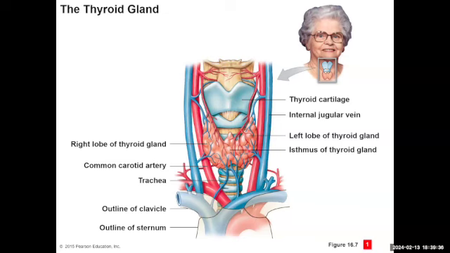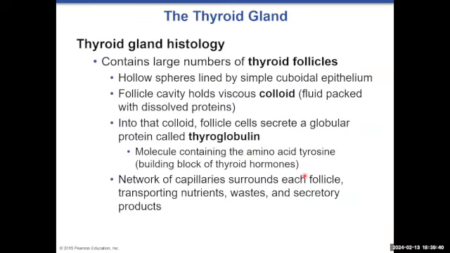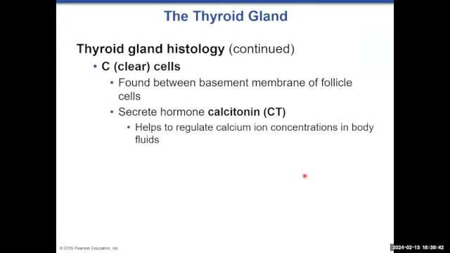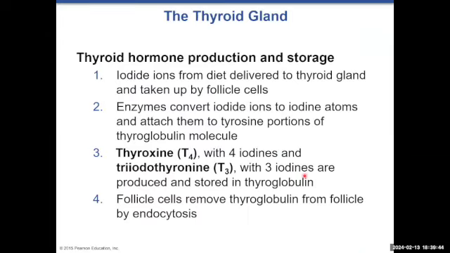And the thyroid gland is going to produce two important related hormones. The two hormones that the thyroid gland produces are these two right here, T3 and T4. T4 is also known as thyroxine, and T3 is known as triiodothyronine. So T3 and T4 are what the thyroid gland is going to produce.